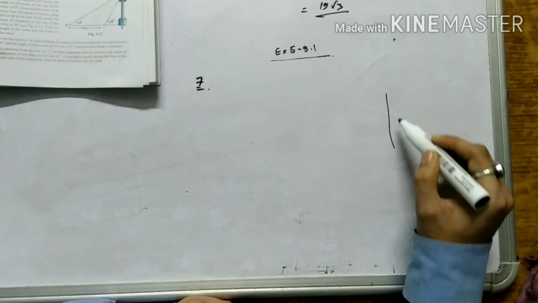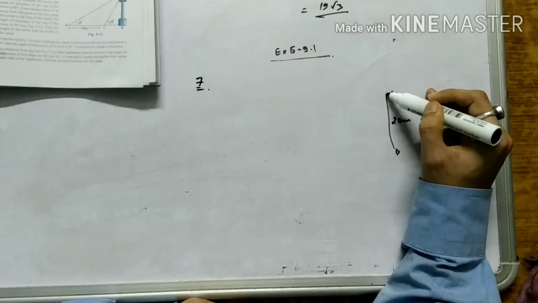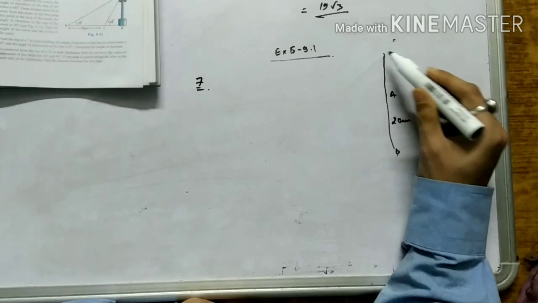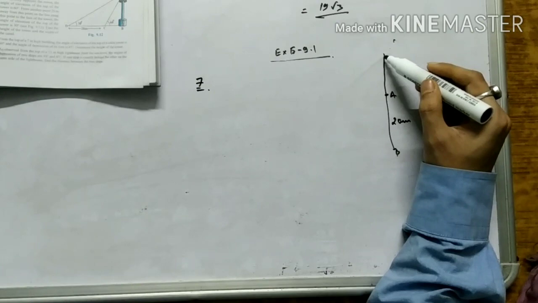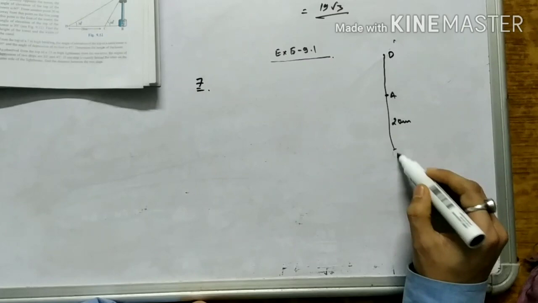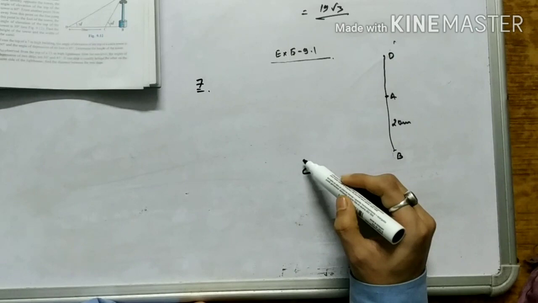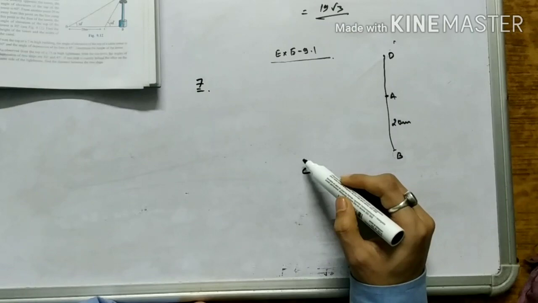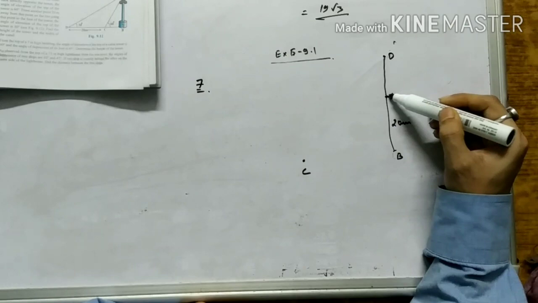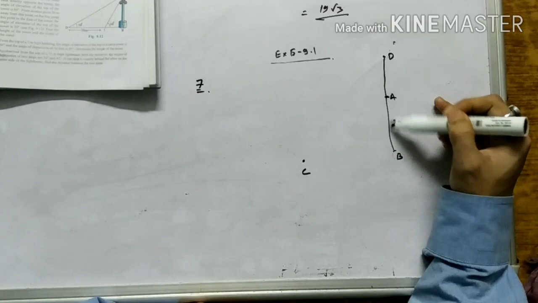So there is a 20 meter high building, and at the top of this building there is a transmission tower. AB is the building, and on the top of this building there is a transmission tower, let's name it D. And from a point on the ground, let's call it C. This is the top of the tower and this is the bottom of the transmission tower, situated on top of this 20 meter building.